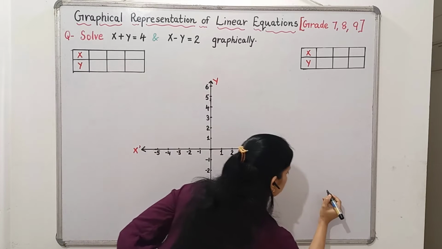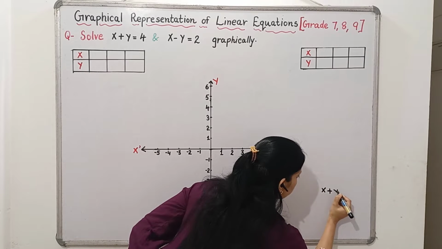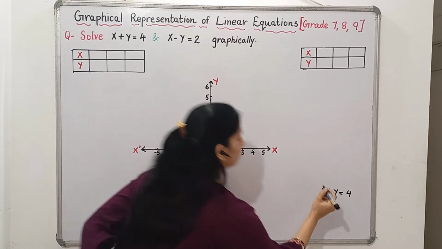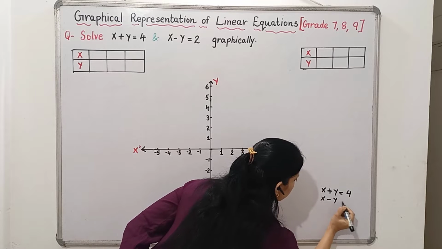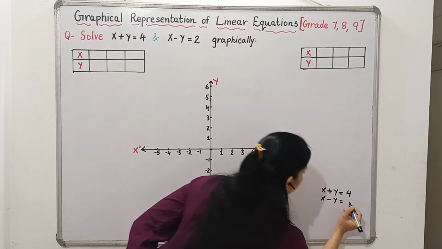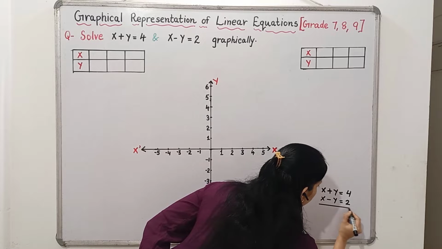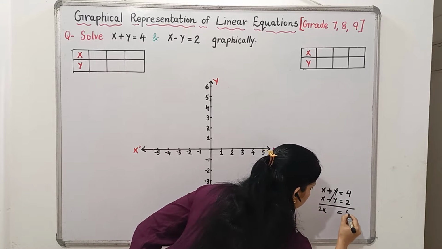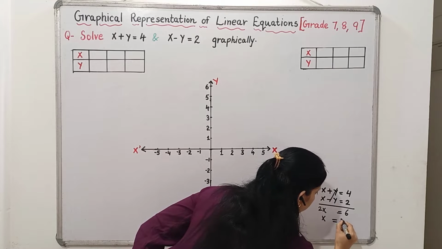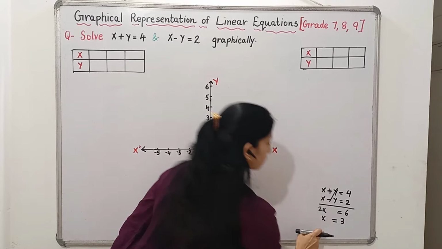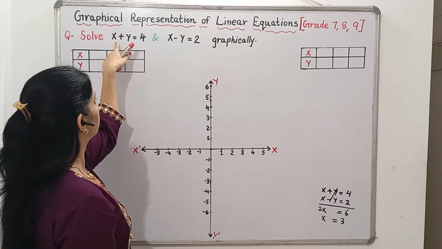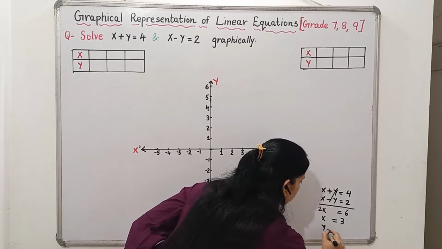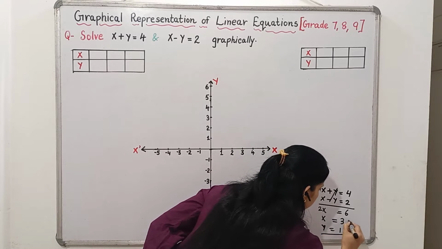Let's see. This is x plus y is equal to 4 and this is x minus y is equal to 2. If we add these two, then y will be cancelled. We will get 2x is equal to 6, so x will be equal to 3. And by substituting this value of x in this, we will simply get y as 4 minus 3, that is 1. So this will be the solution of the given equations.